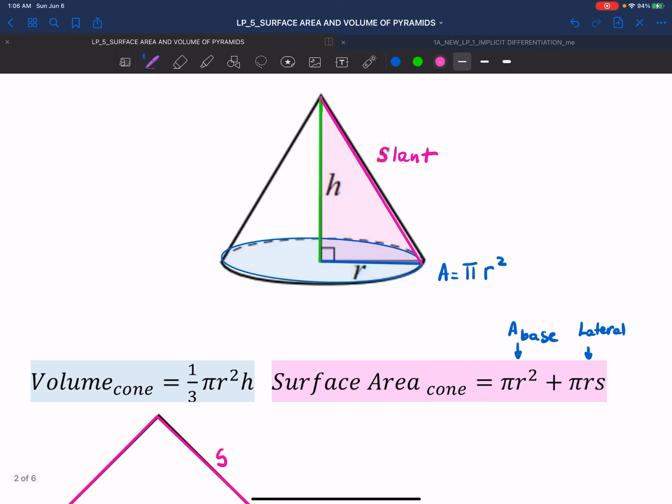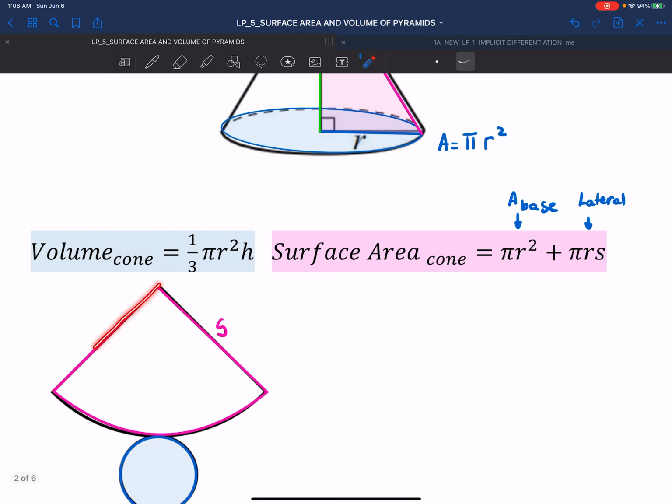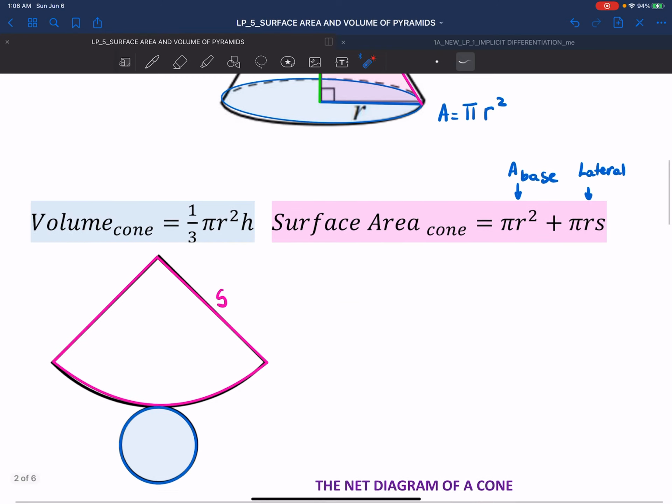So remember that if we were to find the surface area of a cone, we would have to consider the area of the base, which is a circle, and the area of the circle is measured by the formula pi r squared. Now, the area of the conical shape, as you can see in here, would be determined based on 2 measurements.